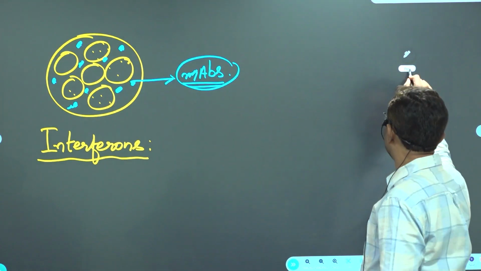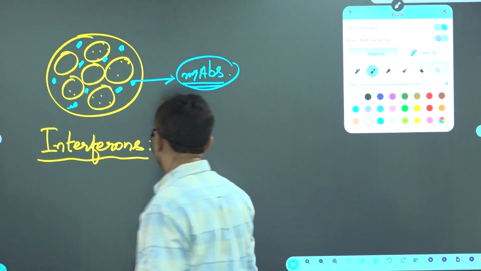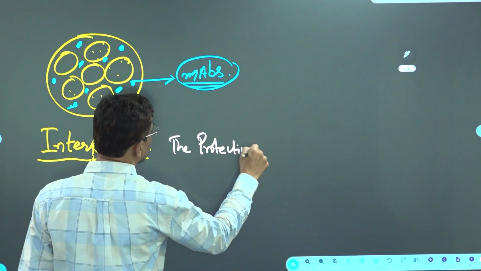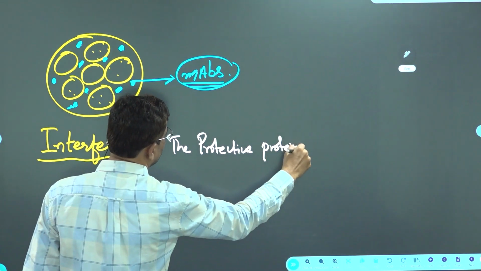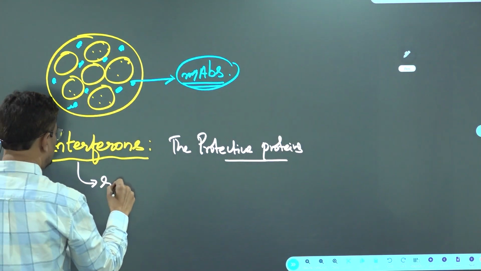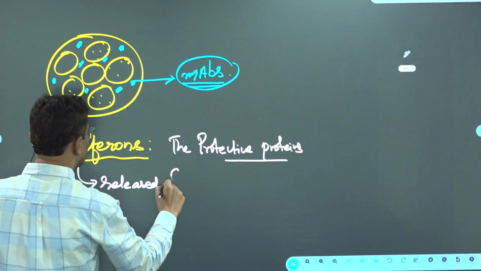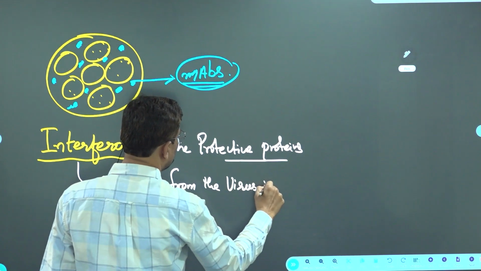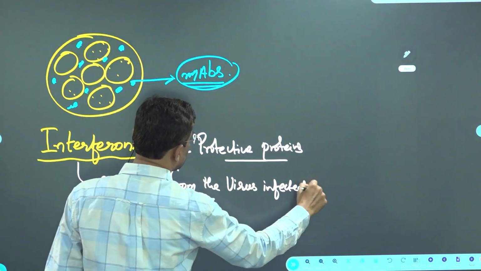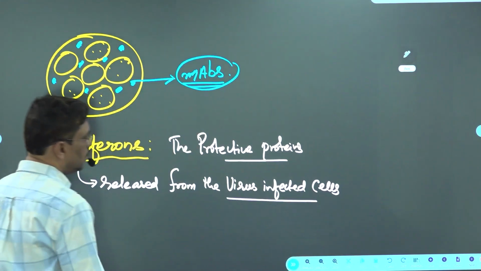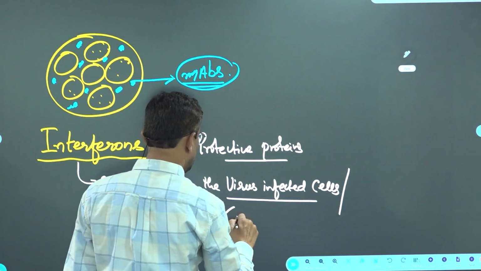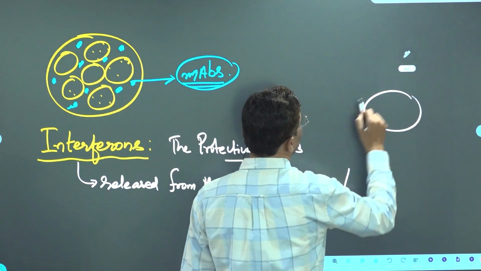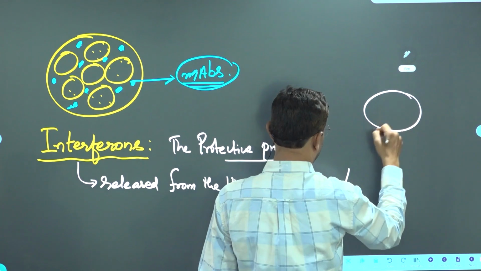So these interferons are the protective proteins released from the virus infected cells, virus infected cells or cancerous cells. Suppose say this is a cancer cell.